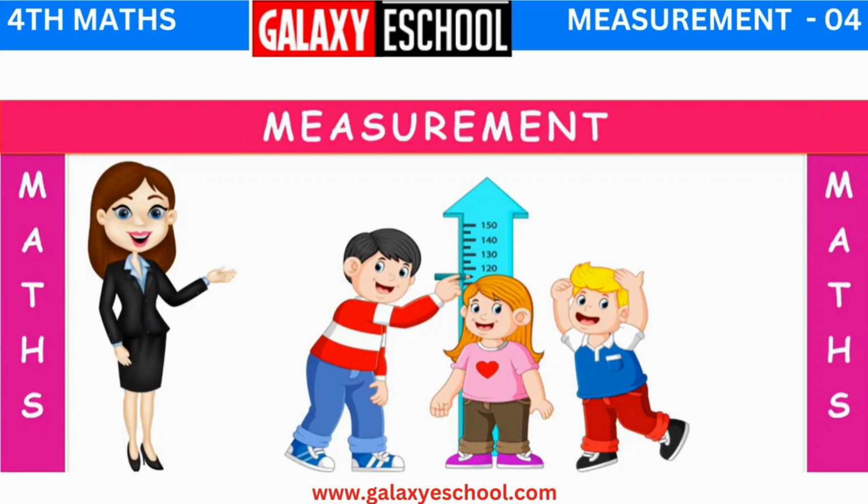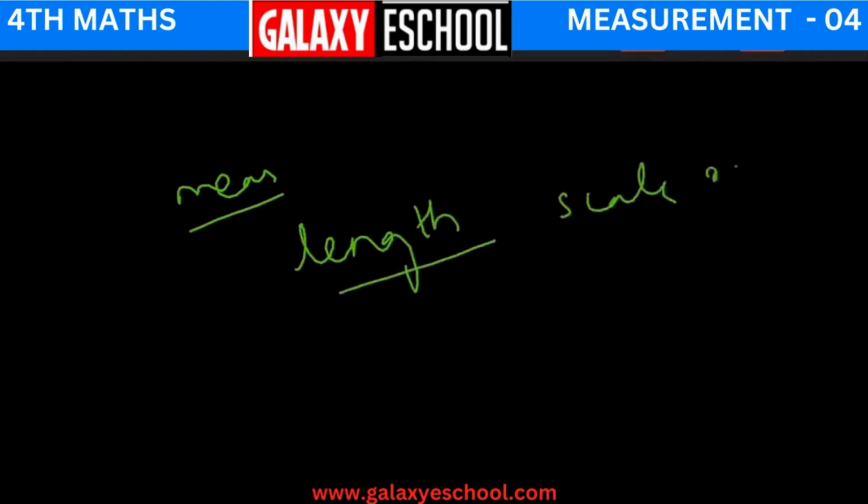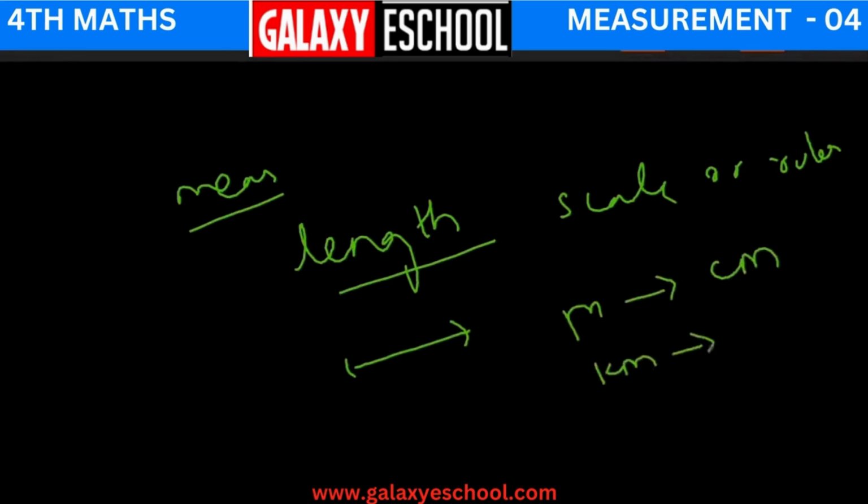Hello children, what did we learn in the previous classes? From the topic measurement, we've learnt about length. How do we measure lengths using a scale or a ruler? And also we have learnt how to measure the lengths of long distances and short distances. We've learned how to convert meters into centimeters and also how to convert kilometers into meters. All these came under the topic of measuring the length. What was it? Measuring the length.